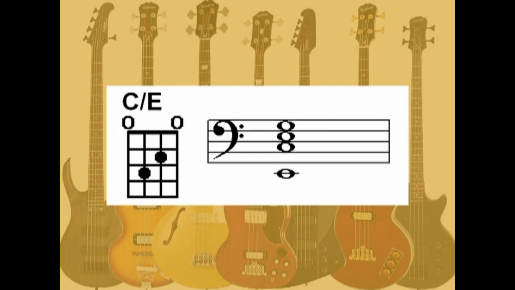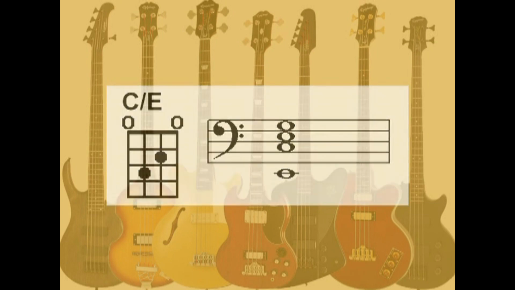When you see a slash symbol in a chord box, the first letter is the name of the chord and the second letter is the lowest note of the chord. If the bass note is a part of the chord formula, it is not necessary to write it as a slash chord. The option is entirely up to you.